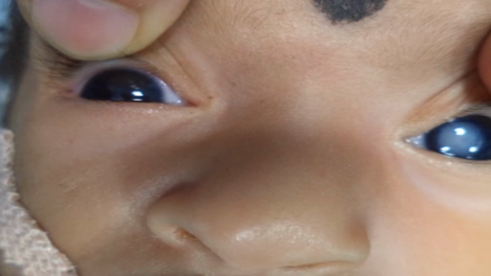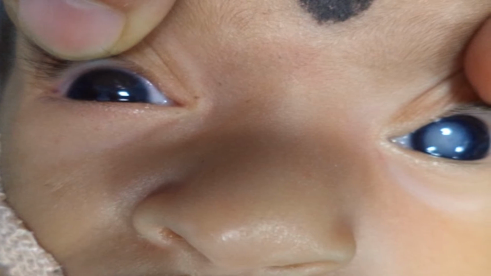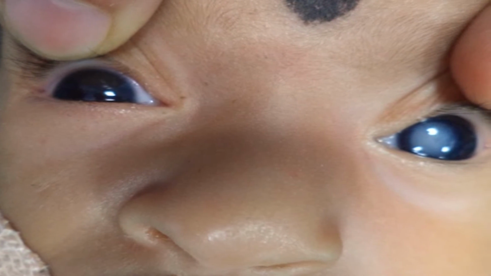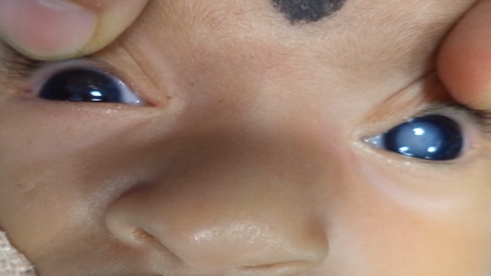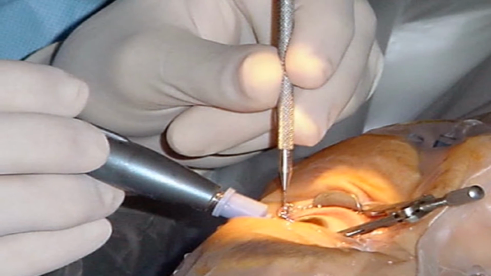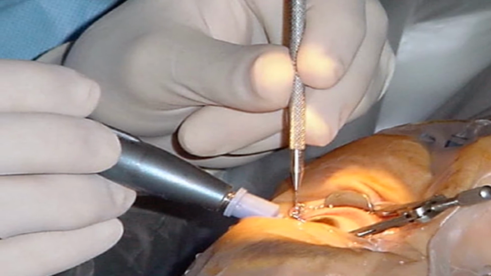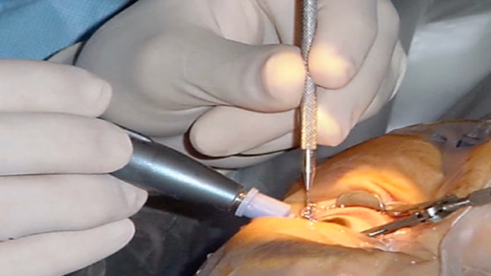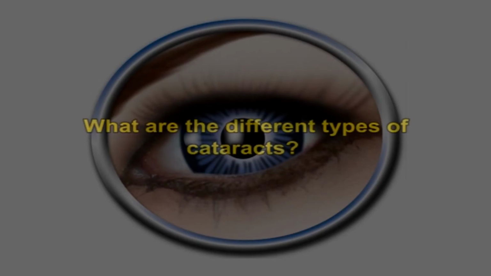Although vision can be restored in most people with cataracts, age-related cataracts are still the most common cause of blindness in the world, primarily because many third world nations lack appropriate surgical services. What are the different types of cataracts?